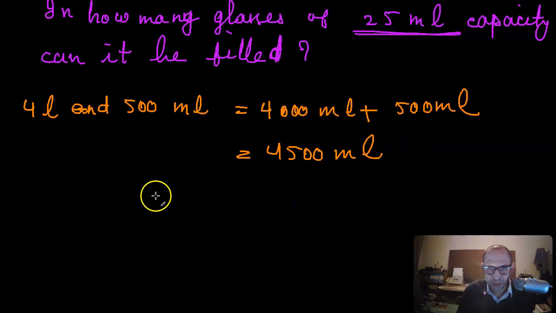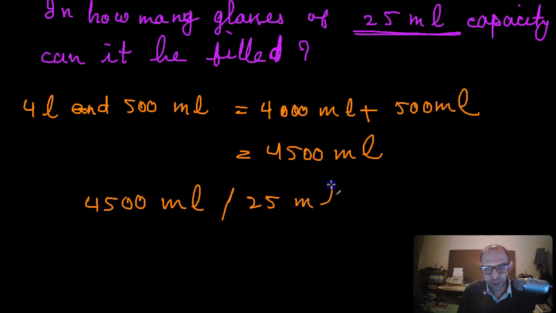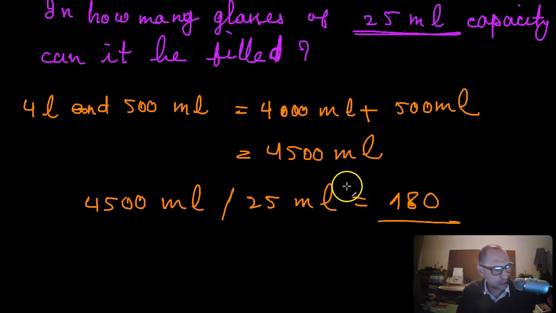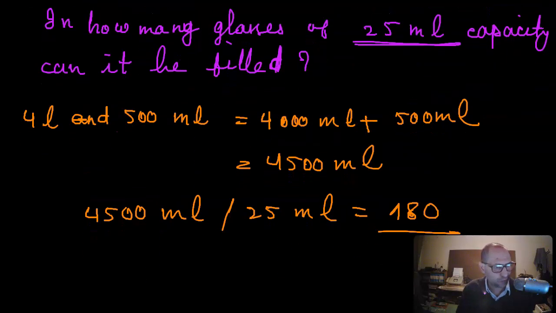So that means 4,500 milliliters divided by 25 milliliters is equal to 180. That is the number of glasses that you need in order to fill all the curd that you have, right? And the answer is correct.